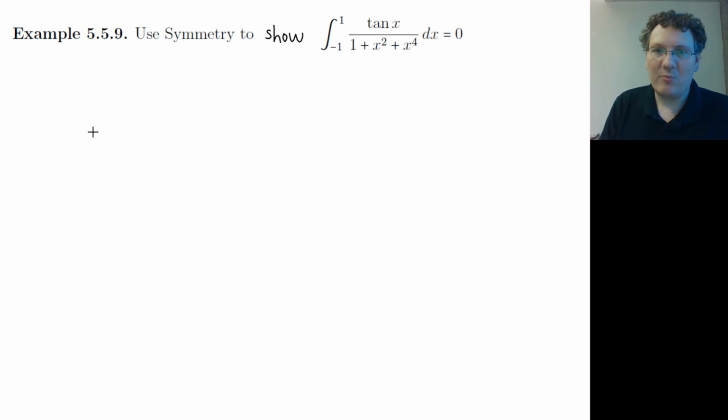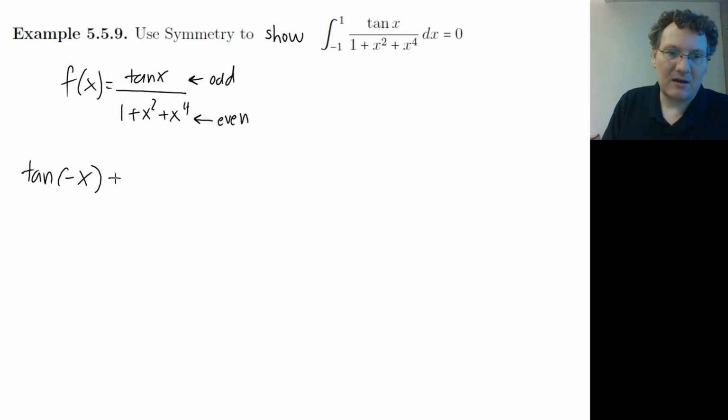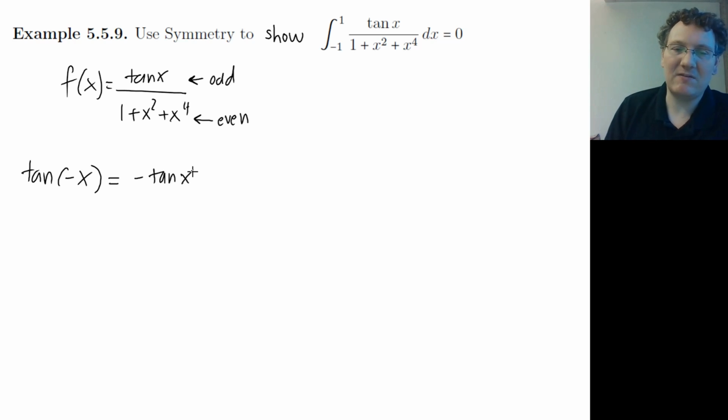Take this, for example. What we have here is the tangent of x over 1 plus x squared plus x to the 4th. Now the thing about polynomials, if all of the powers are even, it's an even polynomial. And the tangent of x, this is an odd function. And if you don't remember that, what's the tangent of negative x? It's going to end up being the negative tangent of x. And it's because the sine is an odd function. Anytime you have an odd function divided by an even function, it's going to be odd.